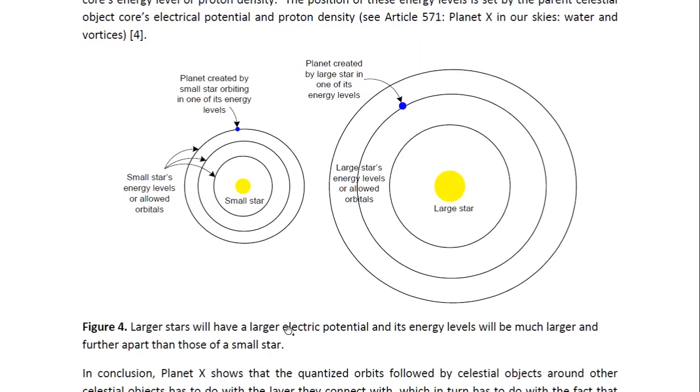And this illustrates how larger stars will have a larger electric potential, and its energy levels will be much larger and further apart than those of a small star. So here we have a small star, and we see its allowed energy levels, in which one of the planets that it creates will go into orbit along. And a larger star will have energy levels that are further apart, that are much larger, and one of its planets, which it ejects, will go into orbit along one of these orbits.